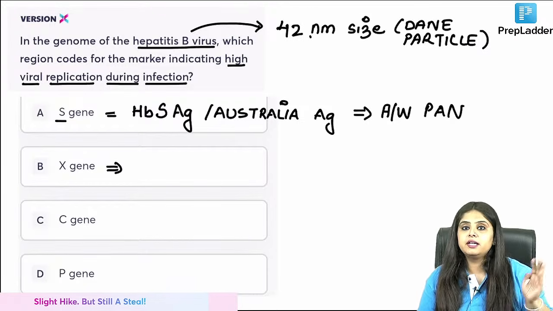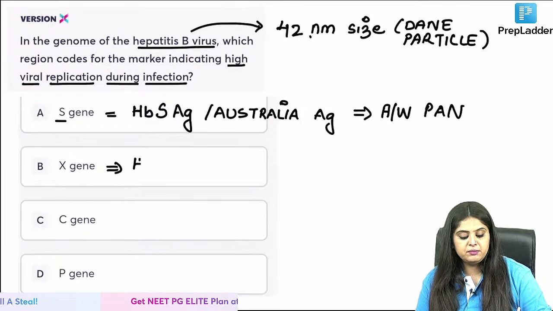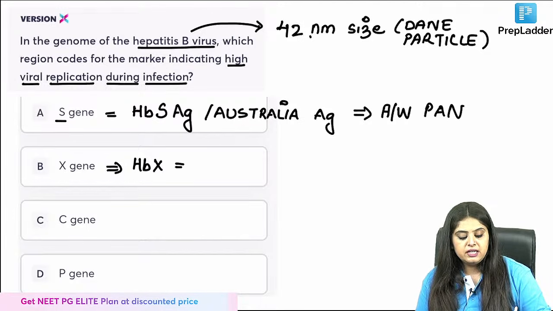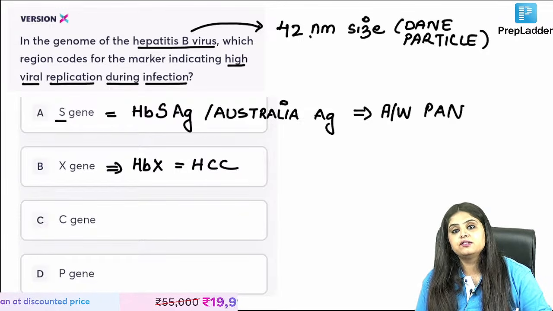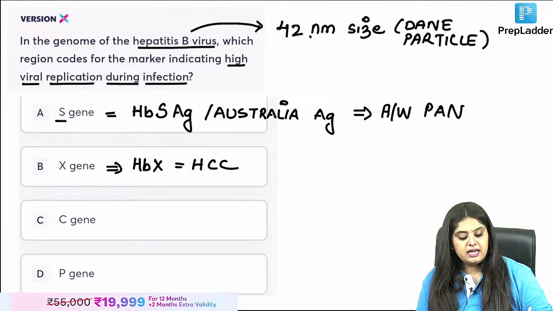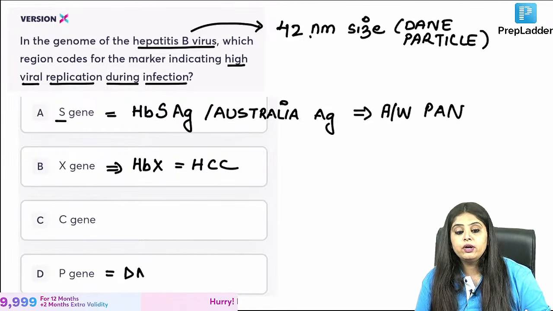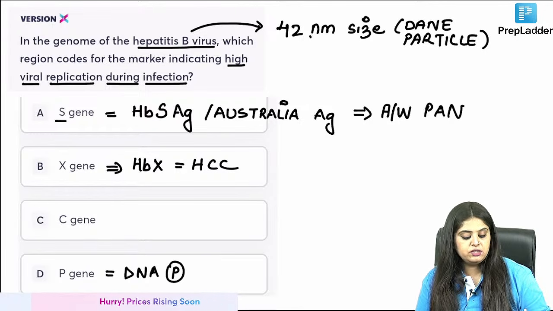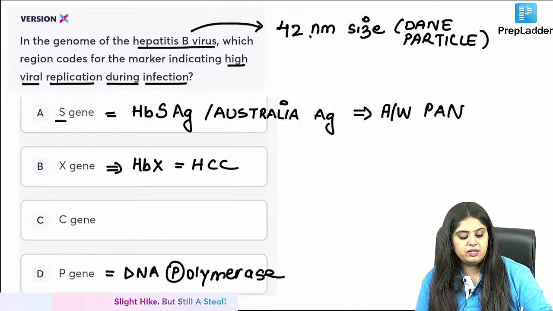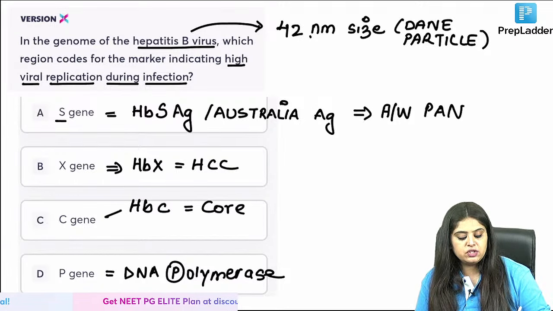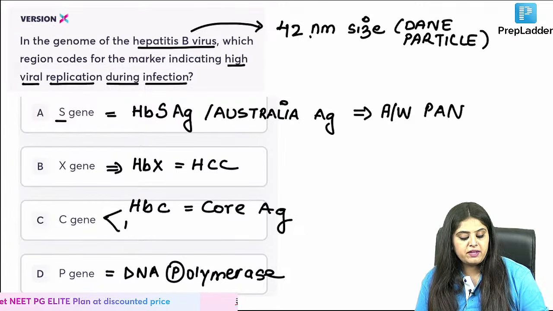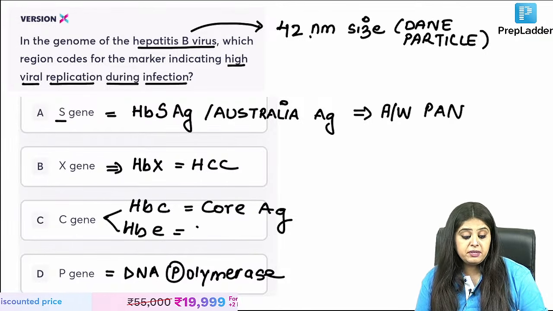Now coming to X. X is going to be the liver's X. The HBX gene is going to cause hepatocellular carcinoma. Liver is the X. Now we come to P gene. P is for polymerase. P gene is going to make DNA polymerase. And then we come to the C gene. It is going to make HBC, which is going to be the core antigen. But along with that, we also have HBE, which is going to be the pre-core antigen.